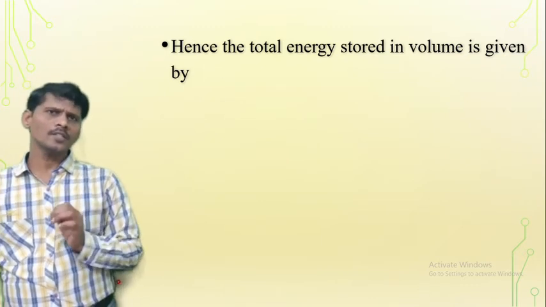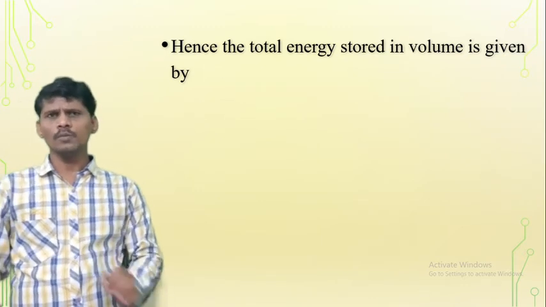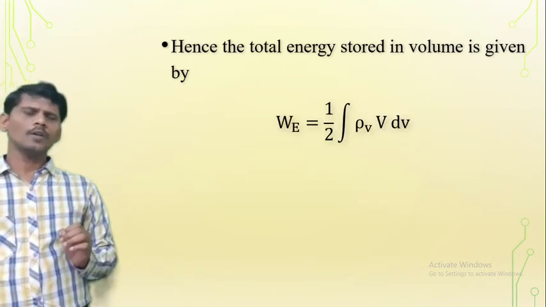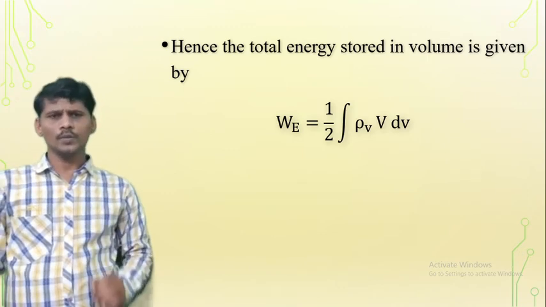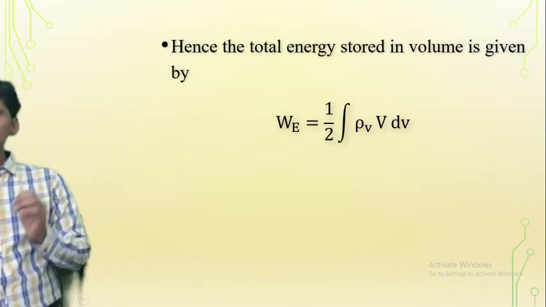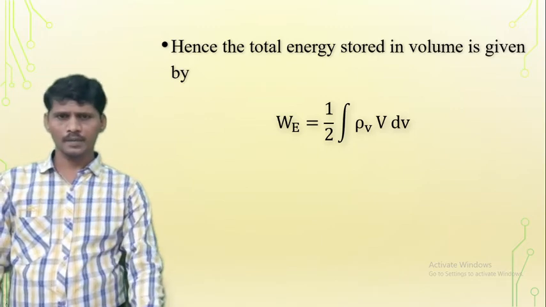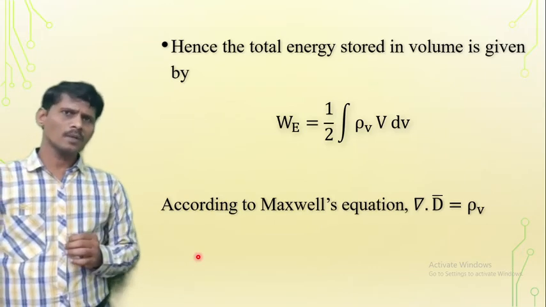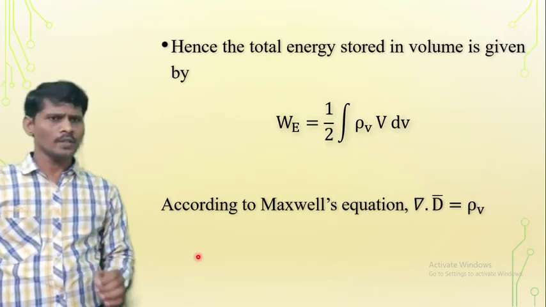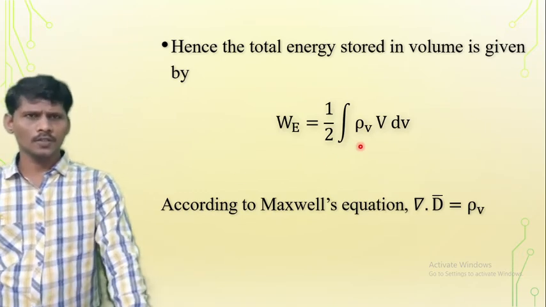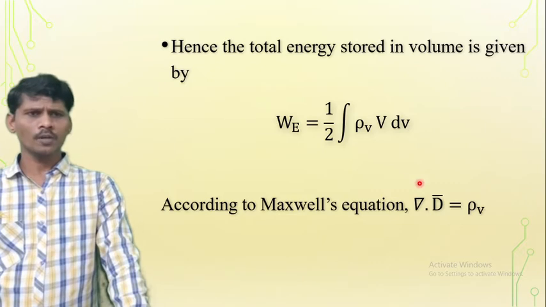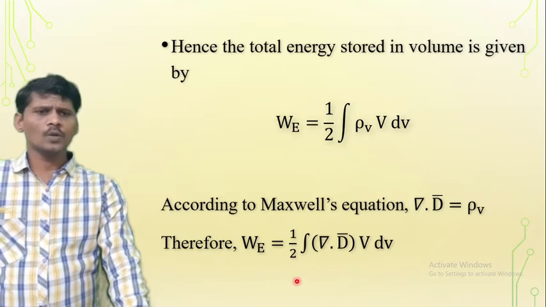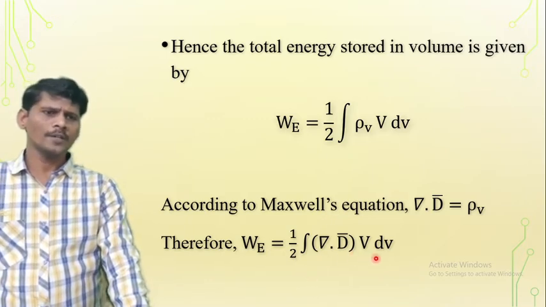Hence, the total energy stored in volume is given by, or defined as, W_E equal to 1 by 2 volume integral of rho_v into V into dV. So this is the equation of total energy stored in volume. But according to the differential form of the Maxwell equation, del dot D bar is equal to rho_v, where rho_v is the volume charge density. Substituting rho_v equal to del dot D bar into the above expression, we get the energy stored W equal to 1 by 2 volume integral of del dot D bar into V dV.